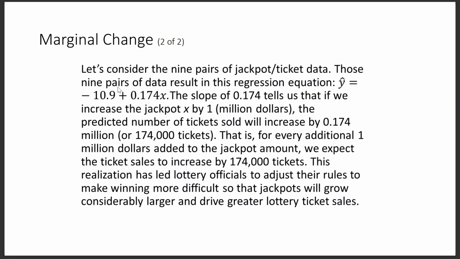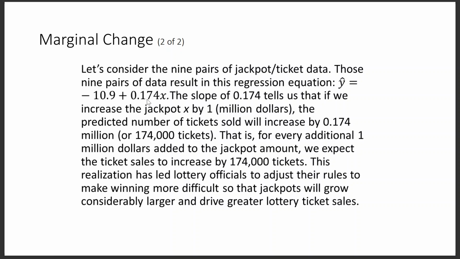Here y represents the number of tickets in the jackpot, and x represents the jackpot. So it's jackpot versus tickets, and the jackpot is in millions. The unit is million. So this 0.174 is in millions. If you multiply this by 1 million, it would be 174,000. This is actually the slope of this line.